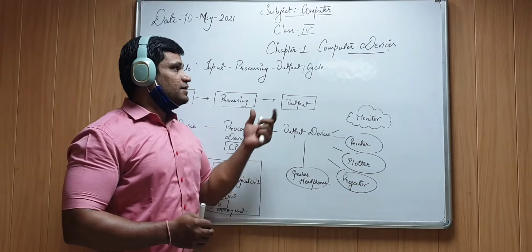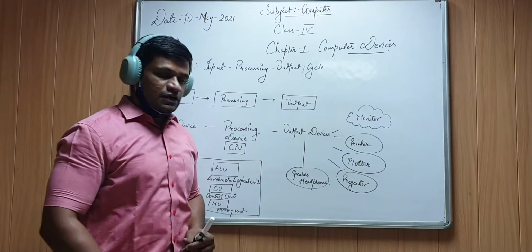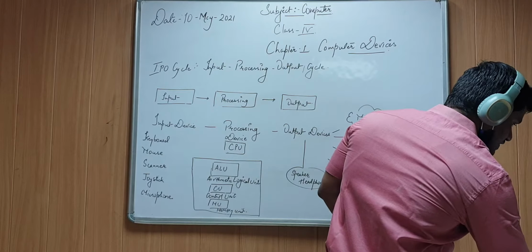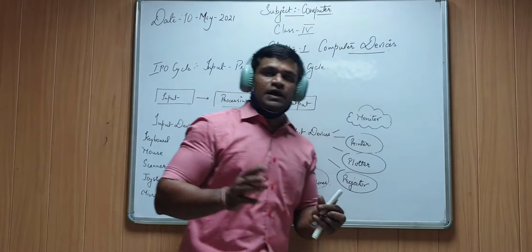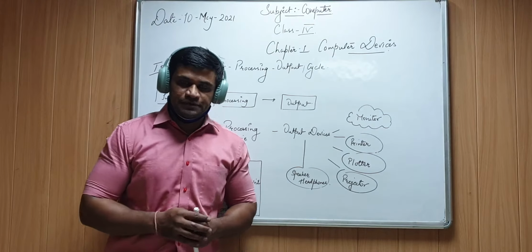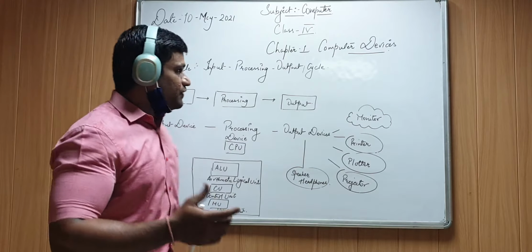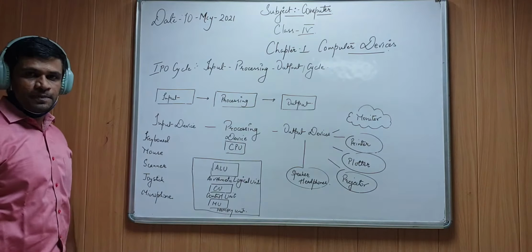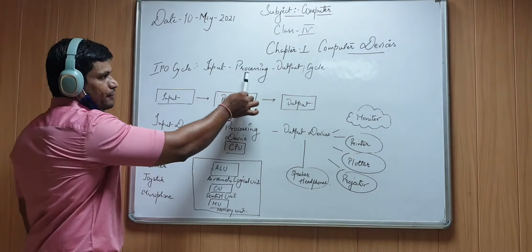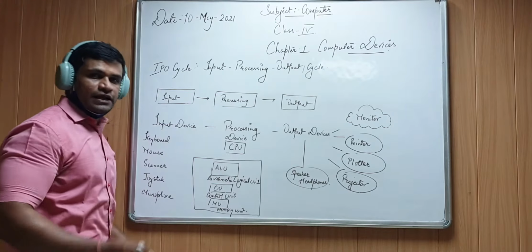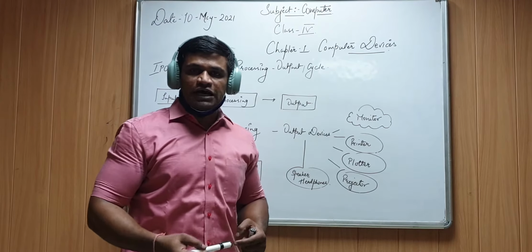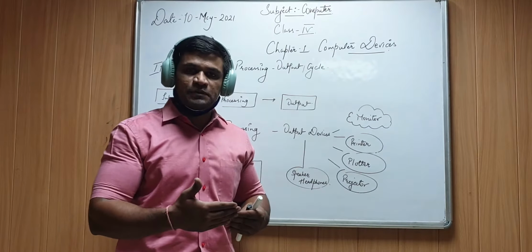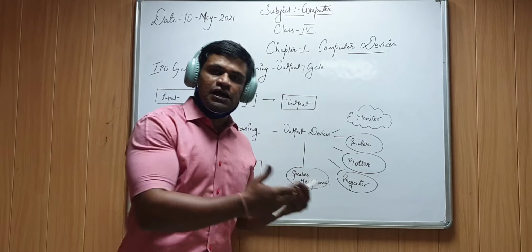We had started with chapter number 1, that is computer devices. If I revise the chapter, what we have done in the previous session: we had learned that computer follows the IPO cycle, that is input, processing, output cycle. Computer performs each task once it receives an input, then it processes the input as per the instruction, and then it generates the output.